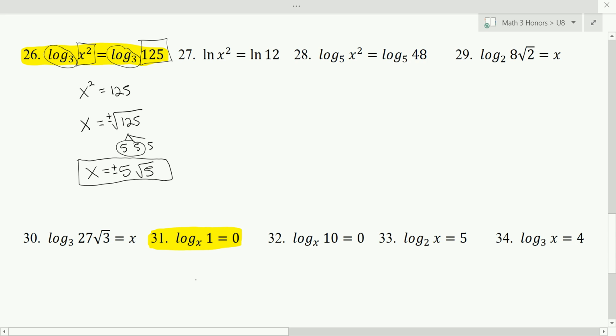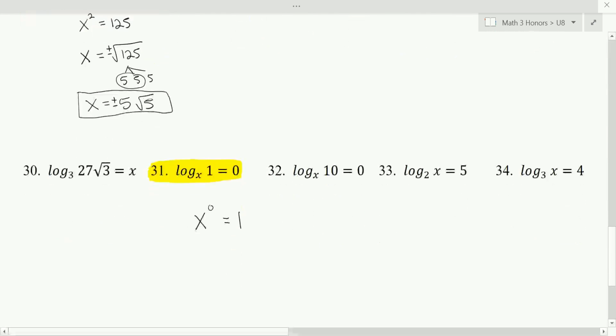What's the base? What's the power? And what's the argument? 1. Okay. So what could x be? Could be anything that it's allowed to be. What did I say about the base? What's the base allowed to be? Anything that's positive, but not 1.